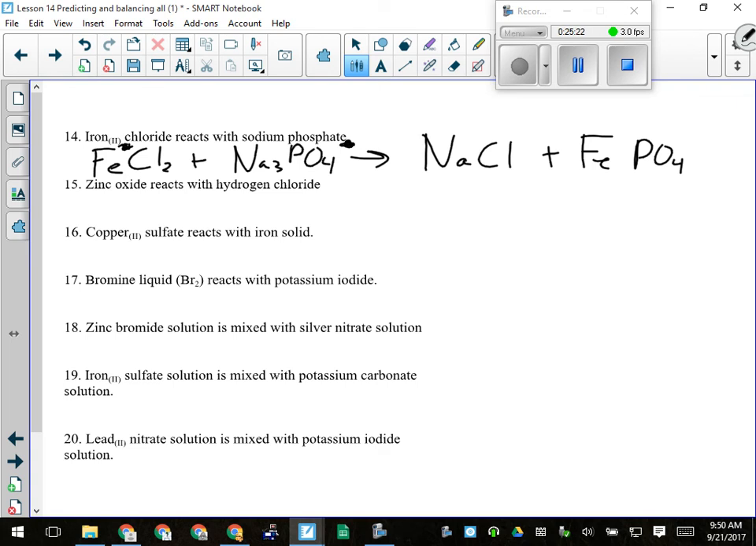Since they're both ionic, I need to check their drop and swap to make sure that they're okay. This one's a +1, this one's a -1, so that one's fine. This one's a +2, this one's a -3, so we've got to change some numbers. We're going to need a 3 here, we're going to need brackets, and a 2 here.